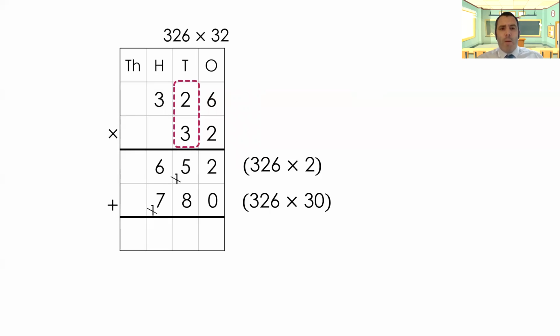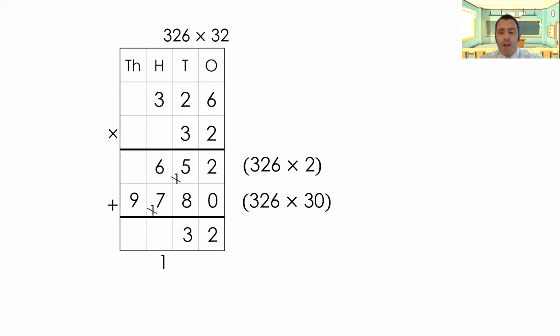My final step is 3 times 3, or 300 times 30, which will give me 9,000. So that's why this goes in the thousands column. And then, nice and simple, as we've been doing all along, we add the products together. 2 add 0 is 2. 5 add 8 makes 13, so we need to remember our exchange there.